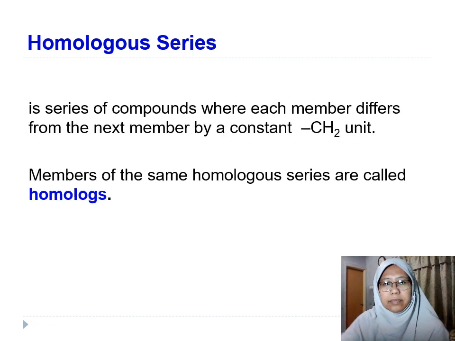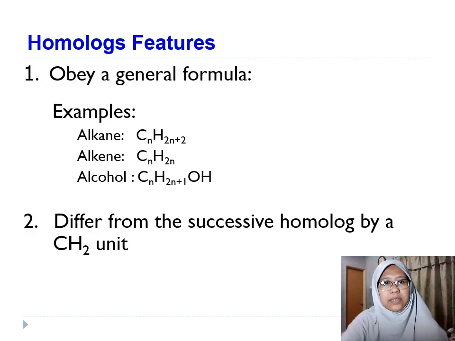Homologous series, on the other hand, is the series of compounds where each member differs from the next member by a constant CH2 unit. Members of the same homologous series are called homologs. Let's look at the features of homologs.